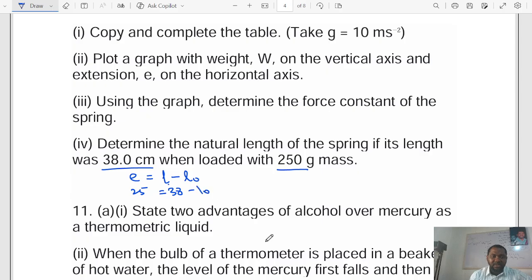We don't know what it is. So by the time we check, you are going to see that the natural length is going to be 38 minus 25, and that's going to give us 13 centimeters. So that is the answer to that question, right? Quite interesting. Okay, so see you in my next video.